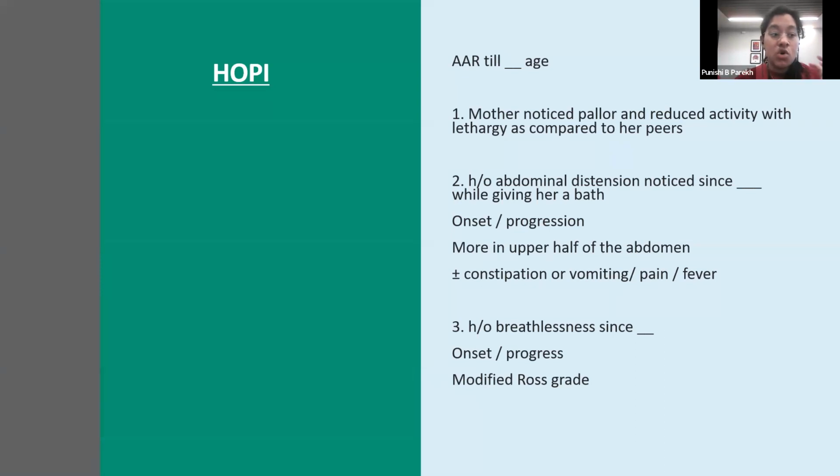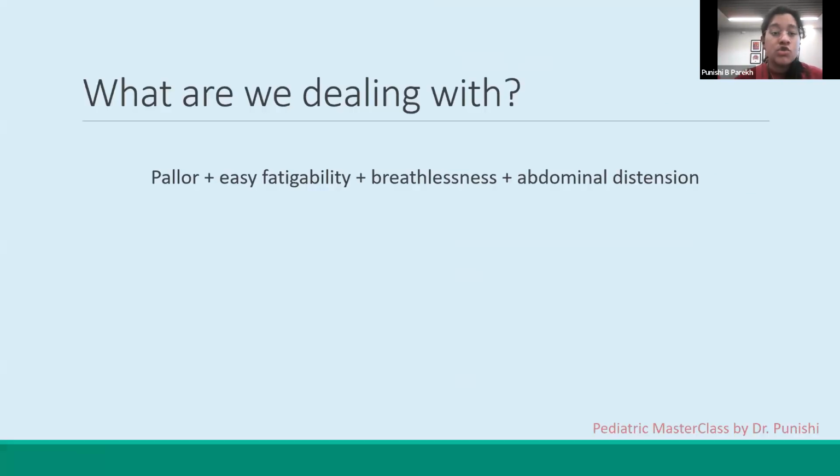So that is the description of the chief complaints. So now what are we dealing with? Let's say we know that the child has pallor as per the description of the mother, along with pallor, there are complaints of easy fatigability, lethargy, with breathlessness for the past 1 week and abdominal distension. So, with these chief complaints in mind, what do you think we're actually dealing with in this scenario?